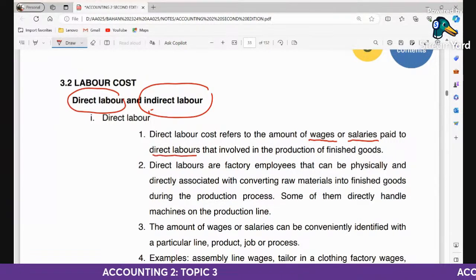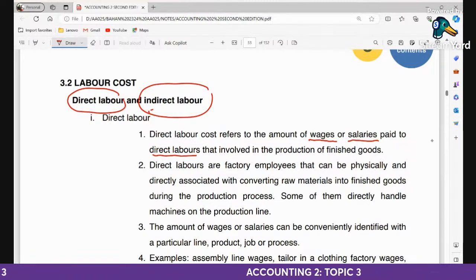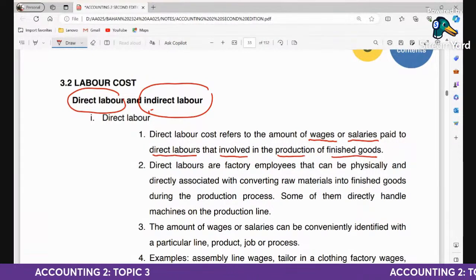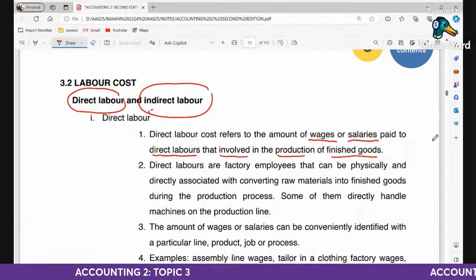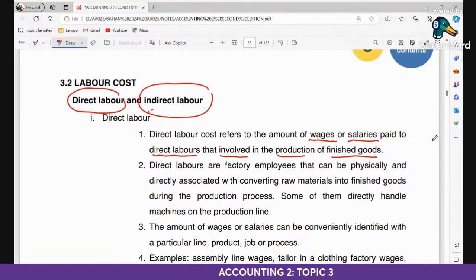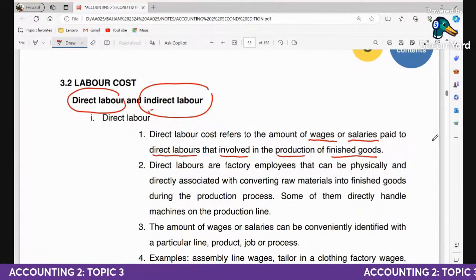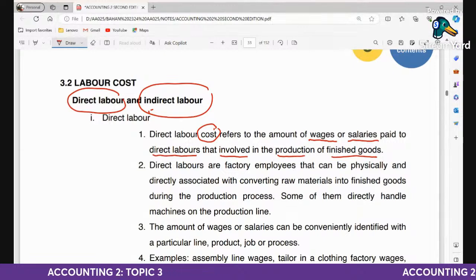Macam kita dah belajar topic 2, direct labor means labor which is directly involved in the production of finished goods. That means kalau di kilang, labor ni adalah yang betul-betul touch, yang betul-betul terlibat dalam pembuatan barang, mengubah bahan mentah menjadi barang siap. So whatever remunerations yang kita bayar kepada labor ini, sama ada dalam bentuk wages or salaries, that is considered direct labor costs.